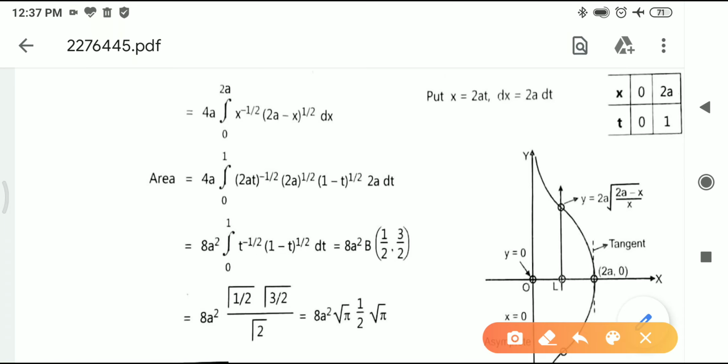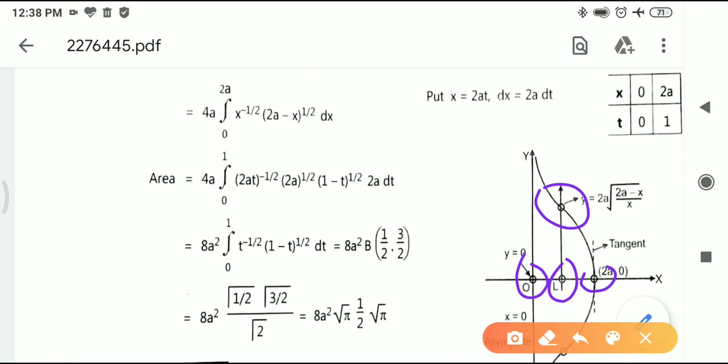The limits of y that you are going to get here: y is equal to 0, and there you are going to have y on the curve, where the value of y is 2a into root of (2a minus x) upon x, with the help of the equation. And then I am going to move the strip from this point to this point. So here x will be 0, and there x will be 2a. So x will vary from 0 to 2a, and y will vary from 0 to 2a into root of (2a minus x) upon x.